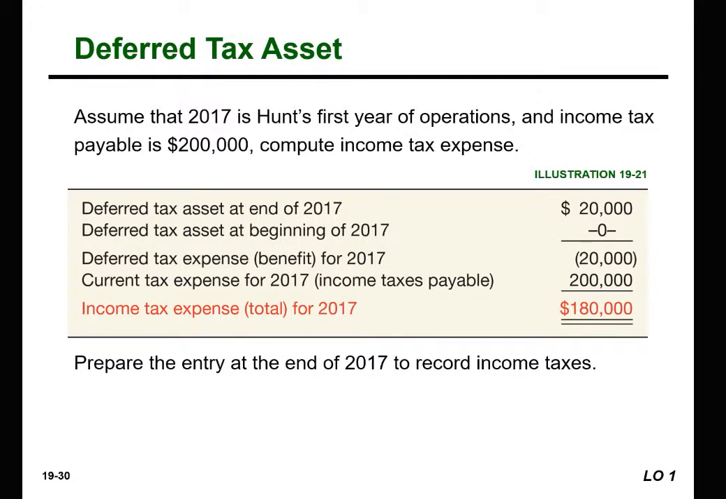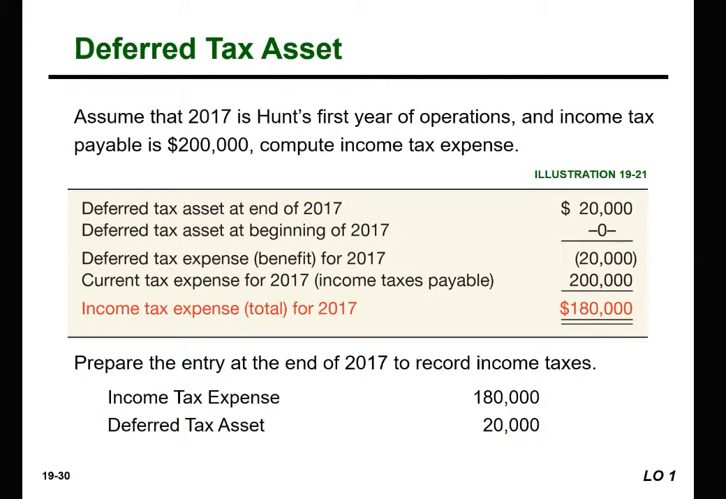Now let's assume that 2017 is the first year of operations and the income tax payable is $200,000. We need to compute the income tax expense. So for the entry, we would have $180,000 of income tax expense. We then would have deferred tax assets of $20,000 to account for the full income tax payable of $200,000.